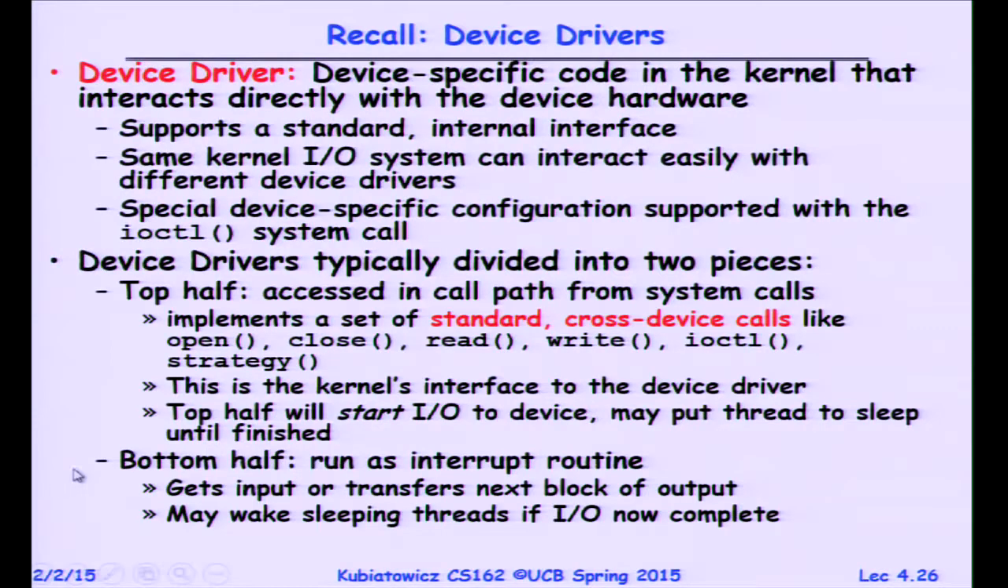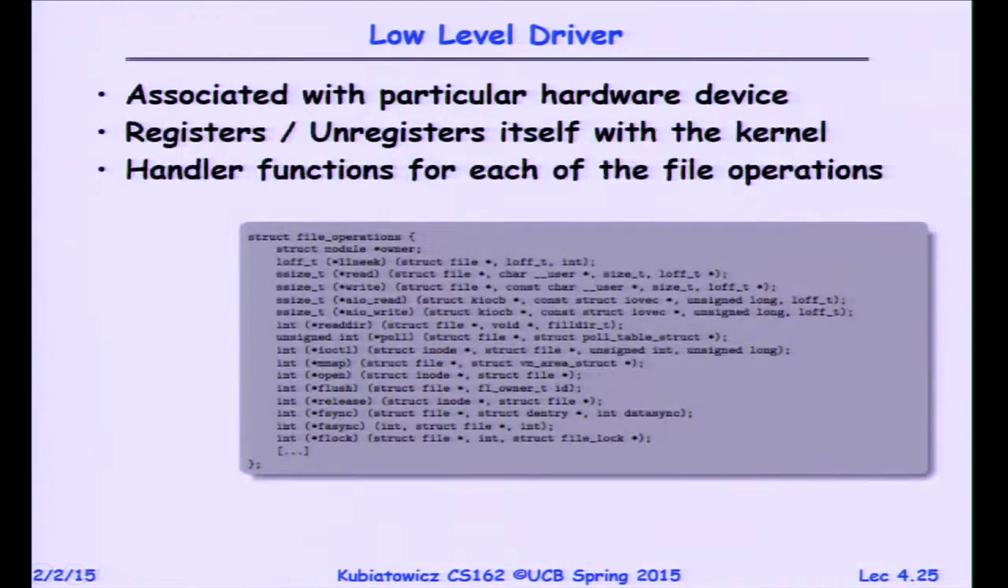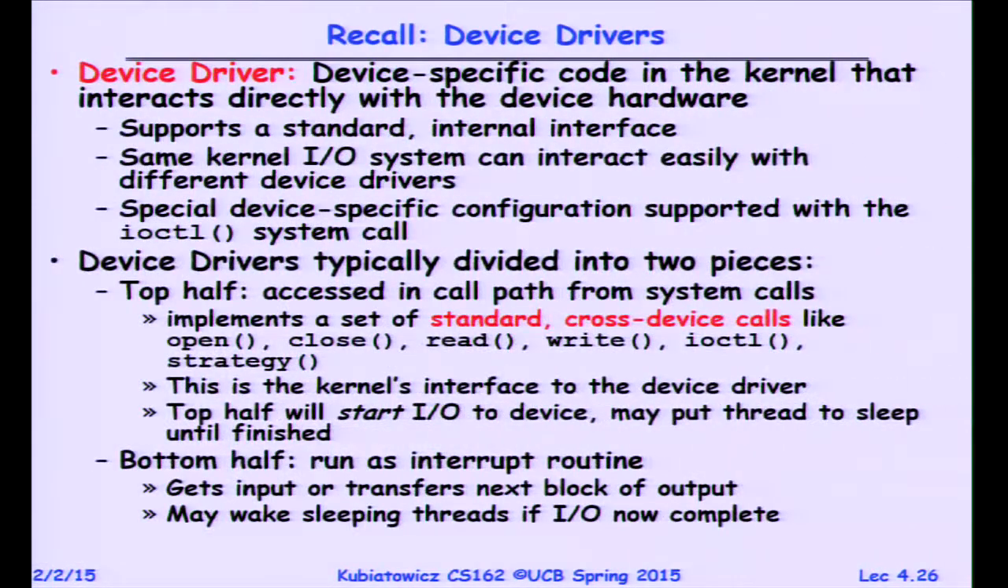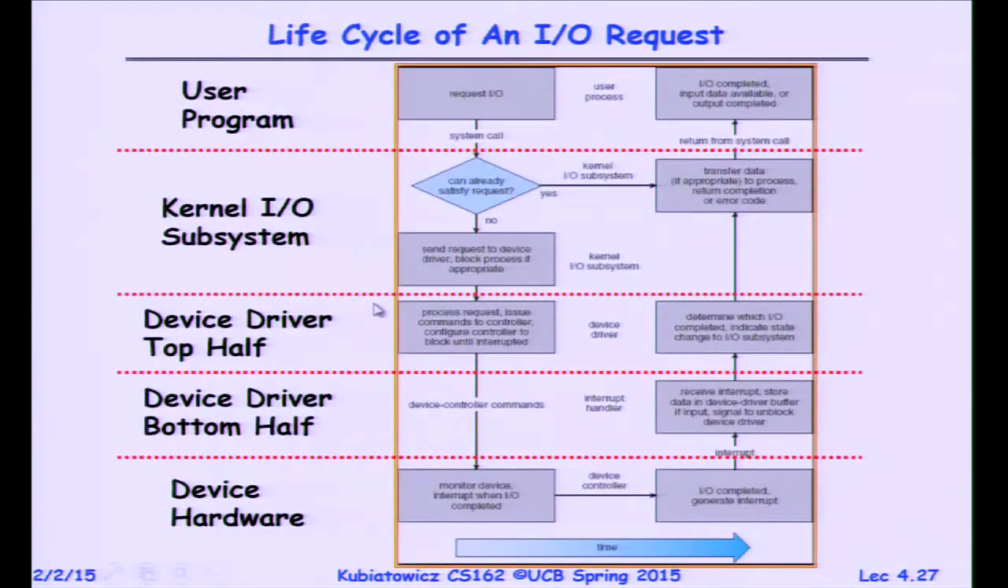And so these open-close read-writes are different from the previous ones. These are about opening the actual physical device. These other ones are about the file system. These are about the device, okay? Lots of layers of abstraction. And if you actually look at what happens with a device driver, this is kind of interesting. The user program requests some I/O. We go into the kernel I/O subsystem. It says, do I already have this in my buffer? If so, I just go ahead and return the data. Otherwise, I send the request to the top half of the device driver. The top half of the device driver starts the operation and then puts the process to sleep.